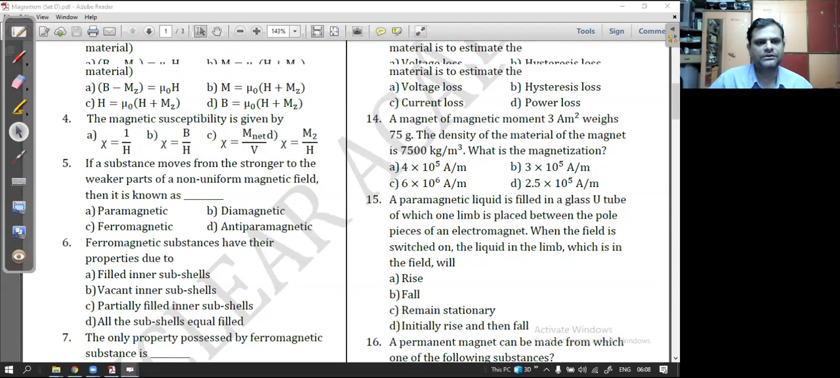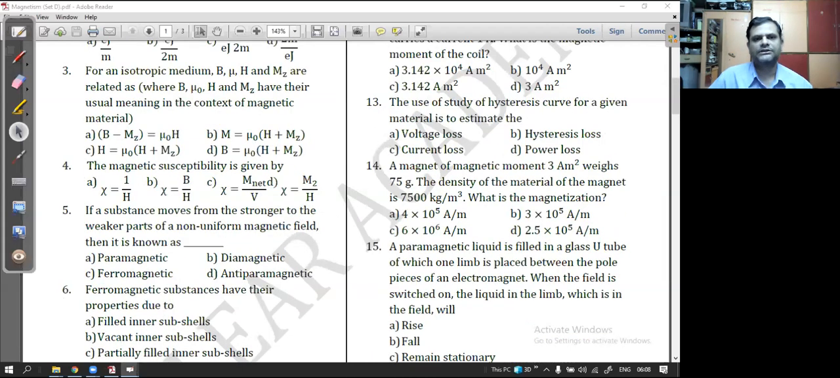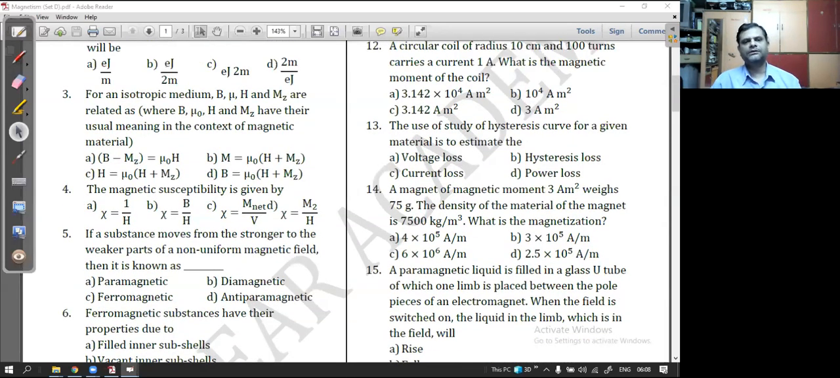Yes, ये हम orally solve कर सकते हैं. देखो, ये थर्ड वाला जो क्वेश्चन है वो तो बिल्कुल ओरल सॉल्व किया जा सकता है. B, mu naught, H, mz have their usual meanings. Then what is the correct equation? We can just know that B is equal to mu naught into H plus mz. This D is actually going to be the correct option here.